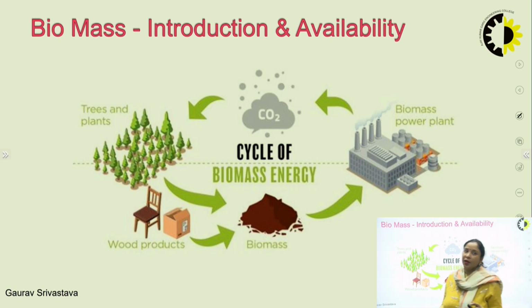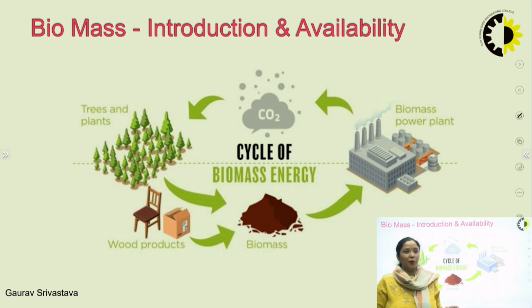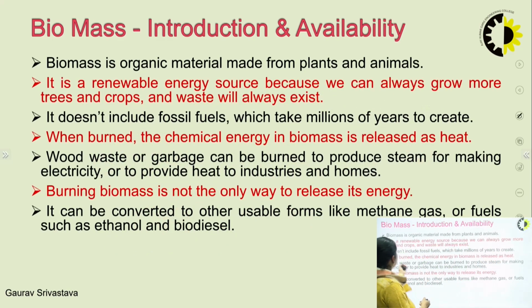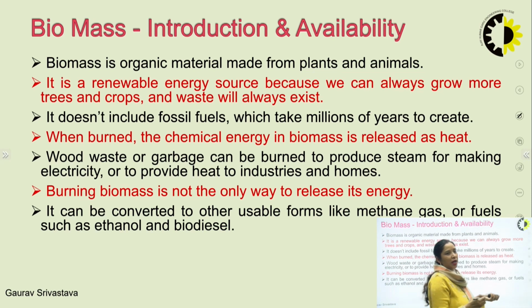Biomass. We all know what biomass is, since it's a cycle. It's an organic material. We actually use wood for cooking purposes and many things. We use wood or biodegradable plants to create energy. It is a renewable energy source because we can always grow more trees, more crops. So it is one of the best examples.